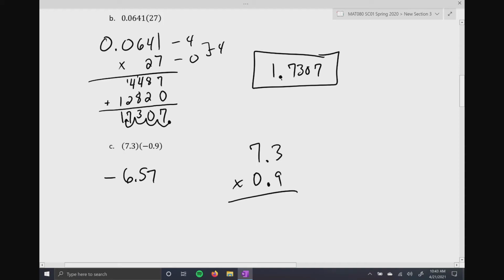So set it up. 9 times 3 is 27. Carry the 2. 9 times 7 is 63. Plus 2 more is 65. One decimal place for a total of 2. Move it 2 places to the left and put a negative out front. Negative 6.57. Mike, good job.